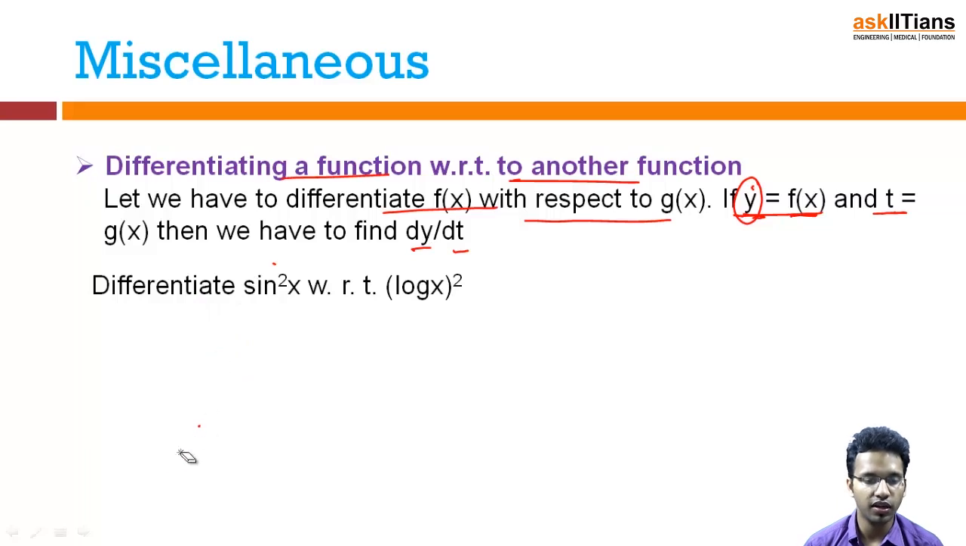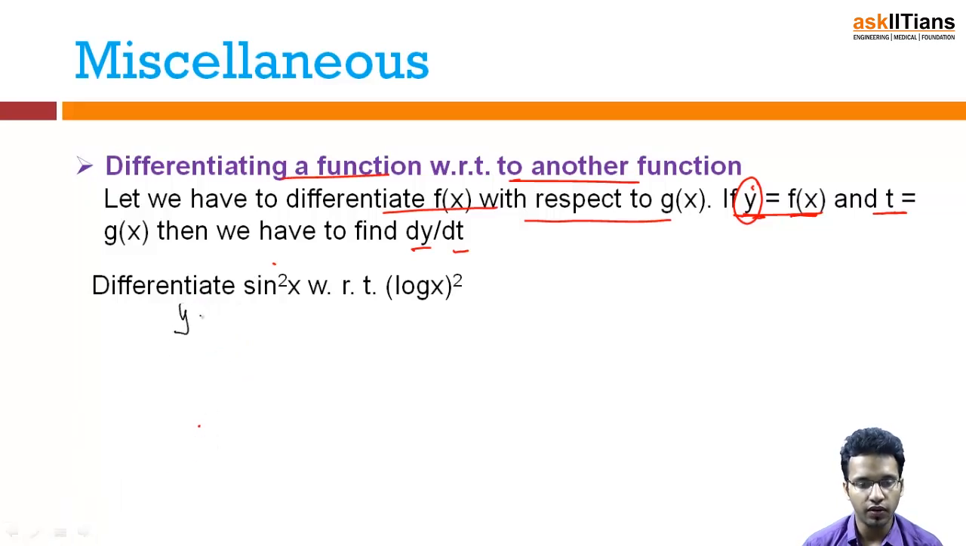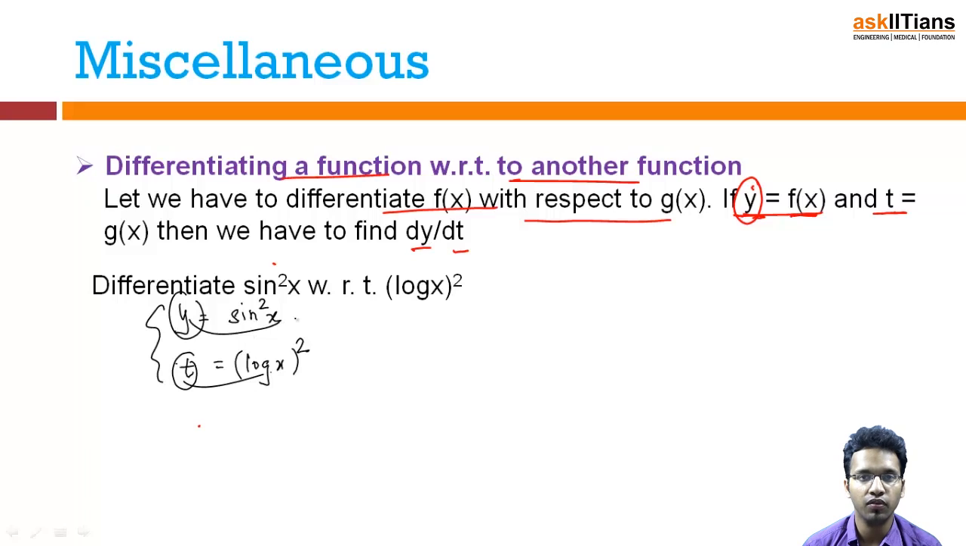So the key concept here will be, again I will say that y is equal to sin square x, and maybe some other function t as (log x) whole square. Now if I can measure the change of this, I can compare both of them, which will ultimately give me basically what I want to know.